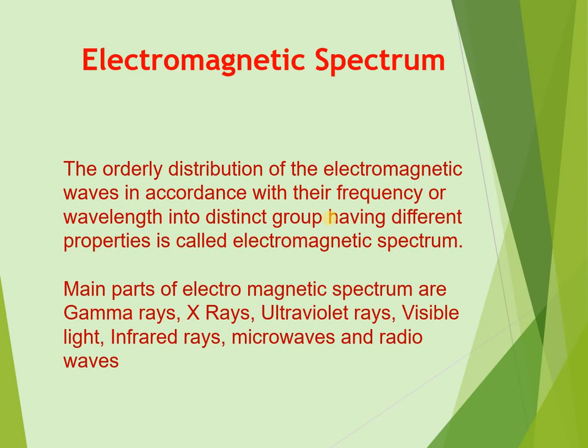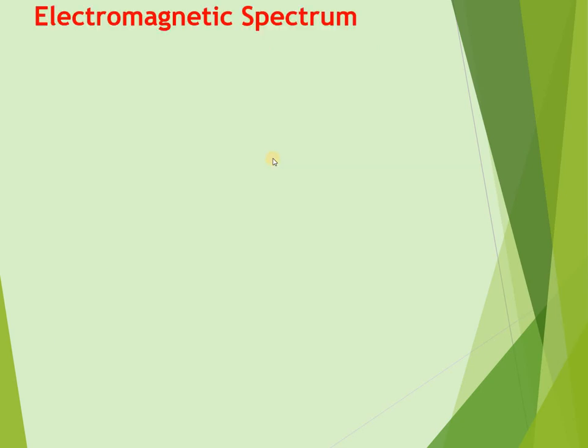The main parts of the electromagnetic spectrum are gamma rays, X-rays, ultraviolet rays, which you call UV rays, visible light, infrared rays, microwaves, and the radio waves. We need to study them in detail. Quickly, let's see the spectrum picture, how the spectrum looks if you arrange the waves in terms of wavelength or frequency.